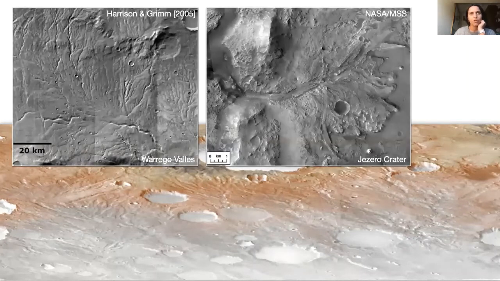And usually we can separate these into two types. For example, we have valley networks on Mars, which are deep valleys that were carved by ancient rivers. But you can also find sedimentary landforms such as deltas or fans, which show that the sediment was deposited in a standing body of water. And so, you know, you get both sides of the coin here.